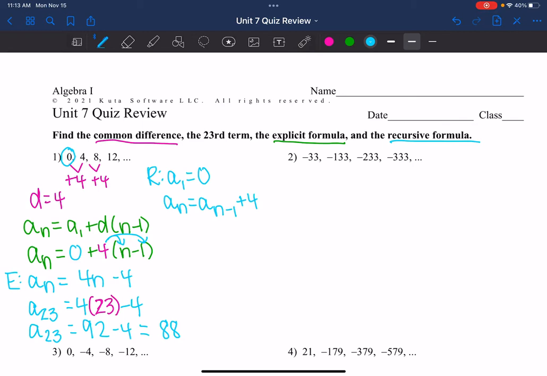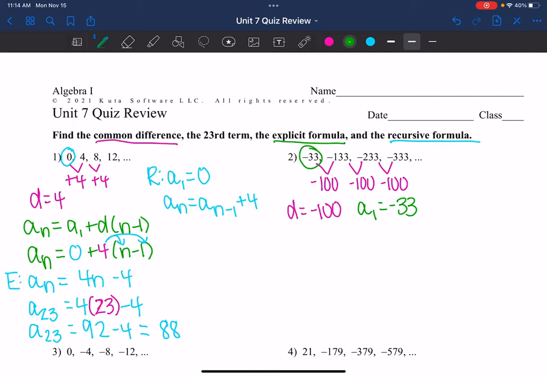Okay, so looking at the next one, we've got going from negative 33 to negative 133. So there we are subtracting 100. And you can see that that continues every single time. We are subtracting 100 from every single term. So my common difference would be negative 100. Okay, and we know that my first term right here is negative 33. So I can go ahead and write a sub 1 equals negative 33.